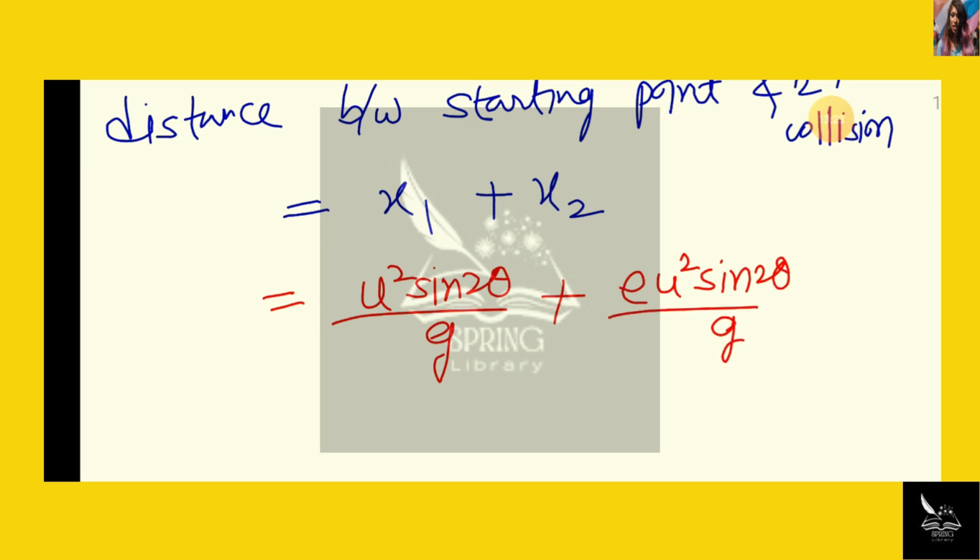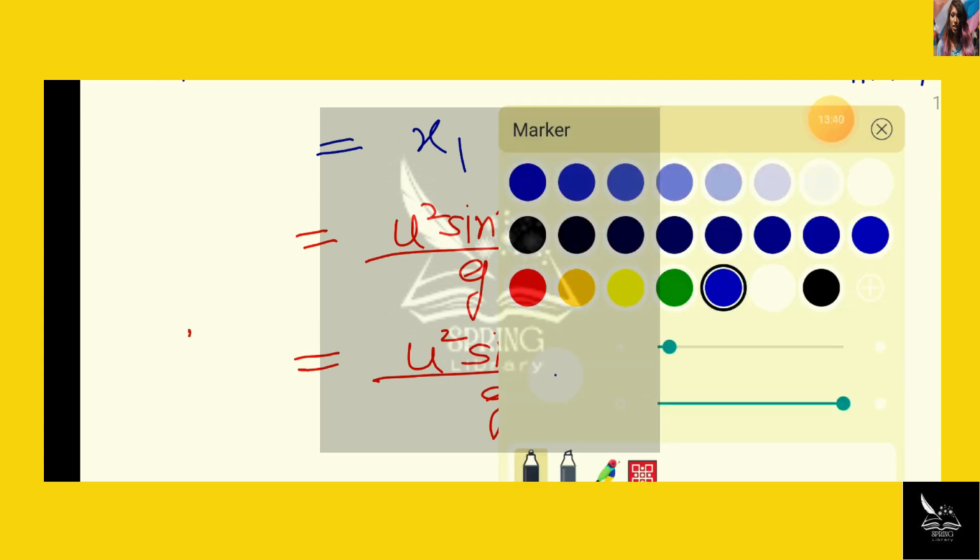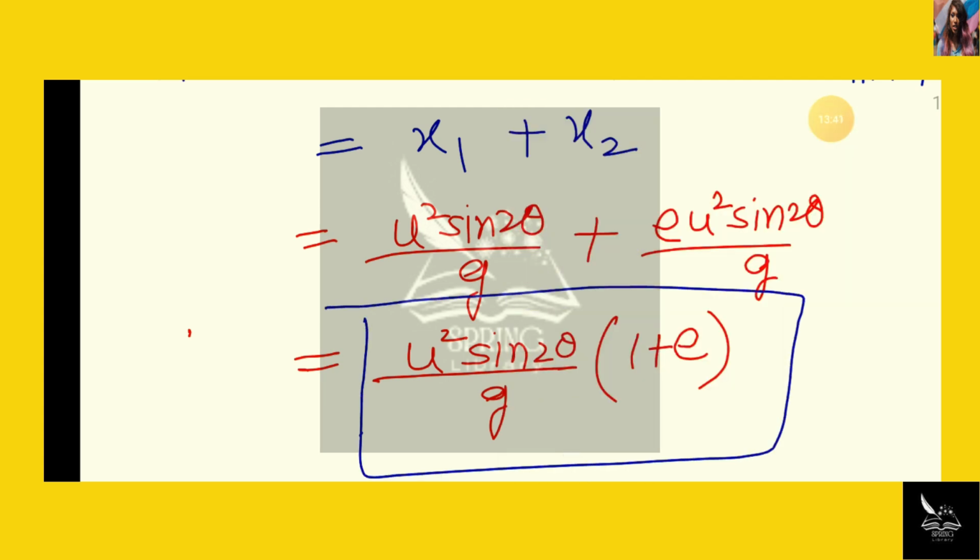So after solving I will get the distance, taking u square sin 2 theta divided by g common, then inside the parenthesis it will be 1 plus e. So this is the answer for the given question: the distance between the starting point and the second collision is u square sin 2 theta over g times (1 plus e).